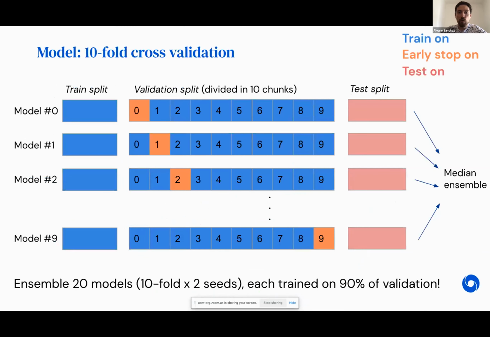And then, while we did all of our model fine-tuning by training on the training split only, for the final test submission, we also wanted to train on part of the validation dataset. So specifically, we implemented a 10-fold approach, where each model will train on all of the training data and 90% of the validation data, and leave the other 10% of validation data for cross-validation and early stopping. And then we trained 10 different models, such that the left-out 10% of validation data was different for each of the models. Then we ensembled all of the test predictions using a median for all of these models. And in fact, we actually trained 2 seeds for each of the models in this 10-fold configuration. So in total, we ensembled 20 models.